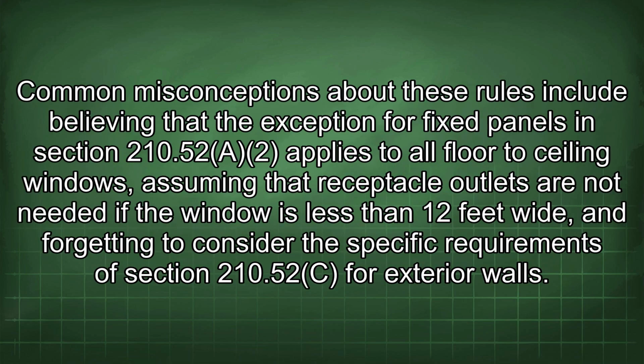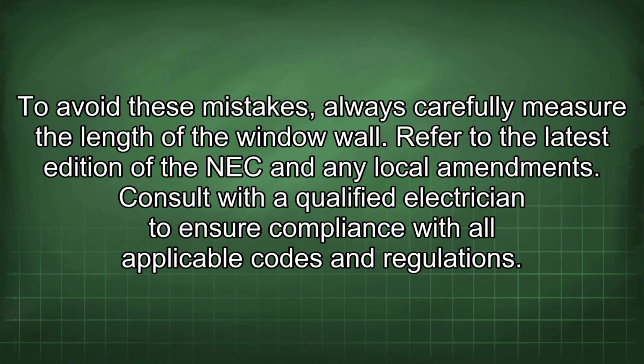Common misconceptions about these rules include believing that the exception for fixed panels in Section 210.52 applies to all floor-to-ceiling windows, assuming that receptacle outlets are not needed if the window is less than 12 feet wide, and forgetting to consider the specific requirements of Section 210.52(C) for exterior walls. To avoid these mistakes, always carefully measure the length of the window wall. Refer to the latest edition of the NEC and any local amendments. Consult with a qualified electrician to ensure compliance with all applicable codes and regulations.